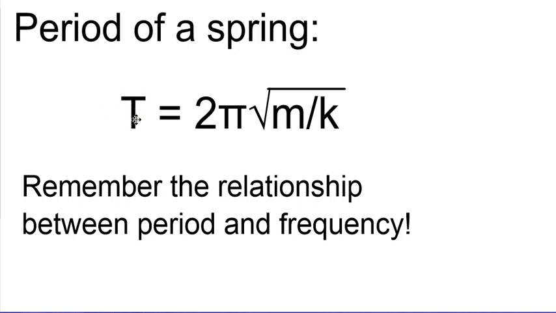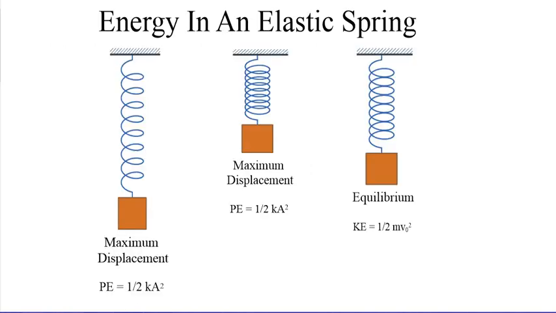T is going to be in seconds, m is the mass in kilograms, and k is the spring constant in newtons per meter. Okay. For this, remember the relationship between period and frequency. If you have a problem that gives you the frequency, then you'll need to convert that into the period using that relationship. Remember that they are inverse relationships.